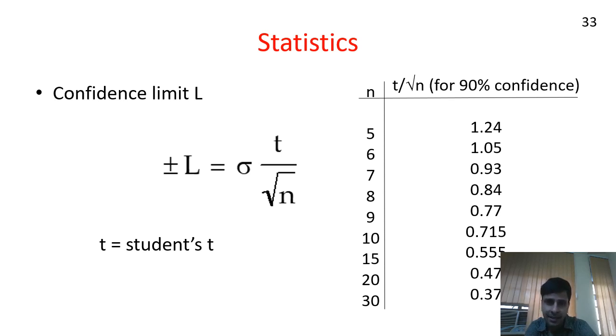So you get a list like this where N is the number of samples, how many samples you test, 5, 6, and so on, and what is t by root n for 90% confidence. And in this formula, sigma is your standard deviation. So based on this, you get the confidence limit for 90% samples.